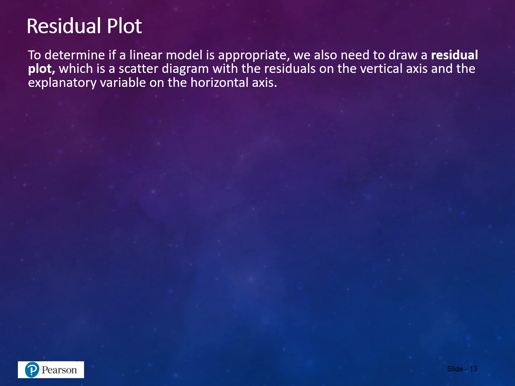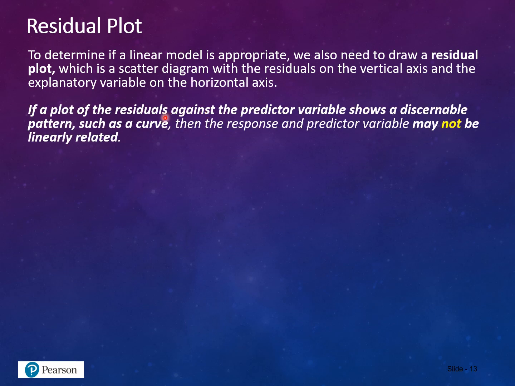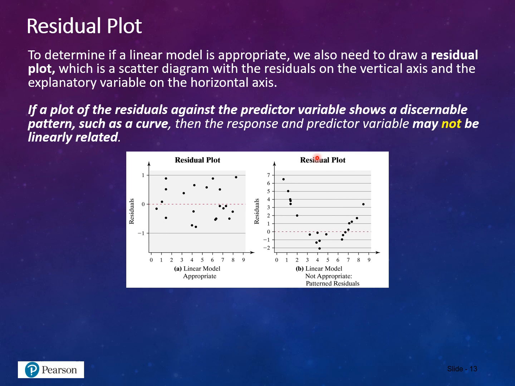To determine if a linear model is appropriate, we also need to draw a residual plot, which is a scatter diagram with the calculated residuals on the vertical axis and the explanatory variable on the horizontal axis. When we do that, if a plot of the residuals against the predictor variable shows a discernible pattern, such as a curve, then the response and predictor variables may not be linearly related, and we can't use that for insight and inference.